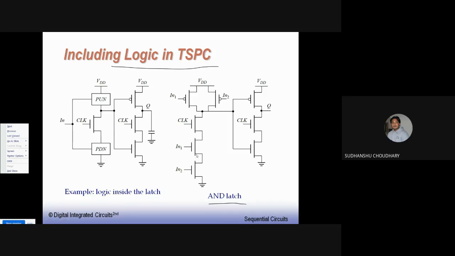For an AND gate, obviously we need two NMOS in series here, and similarly two PMOS in parallel. So this represents an AND gate. That is, when clock is 1, this latch is transparent, that is, you get a NAND over here and AND over here. At the Q you get an AND operation.